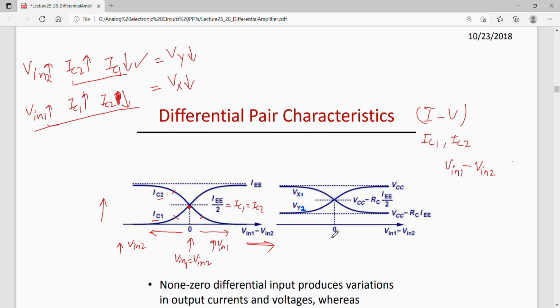Okay. So we will again now plot the differential input on the x-axis versus the outputs Vx1 and Vx2. This is again the point where Vin1 is equal to Vin2, and the difference Vin1 minus Vin2 is 0. So at this point we had written that both Vx and Vy are equal, which is equal to Vcc minus Rc times IEE by 2.